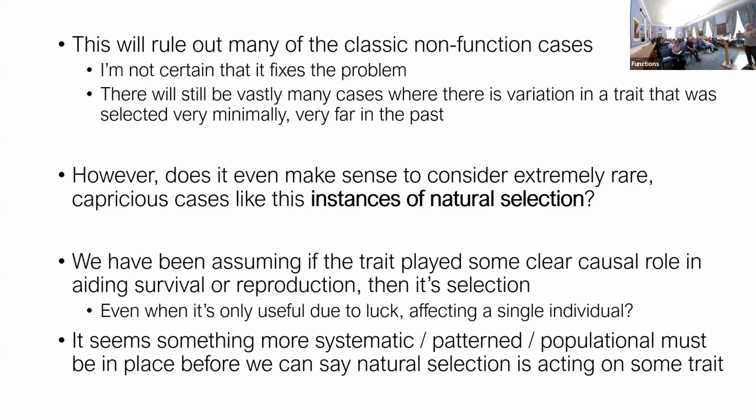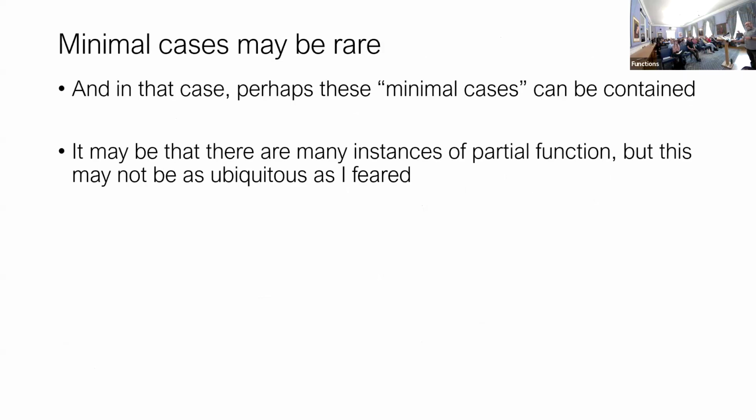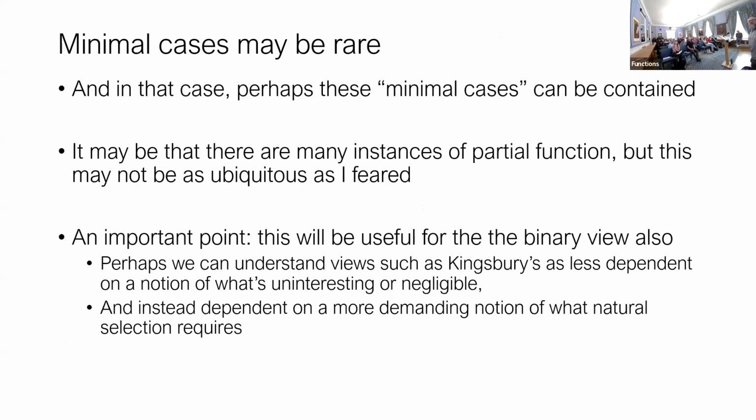So these stories that I've been telling you about tiny little bits of selection somewhere in the past, I actually don't think that we will need to worry about those nearly as much as I've made out before. Coming up with how we differentiate those is an entirely different matter, though. I think that these minimal cases can probably be quite contained. Even if there are lots of cases of partial functioning out there, I don't think they'll be as ubiquitous as I feared. And again, I'm very aware of the time. So note that this is good for Kingsbury too, though. This is not a decisive thing for graded functions. It helps here also.